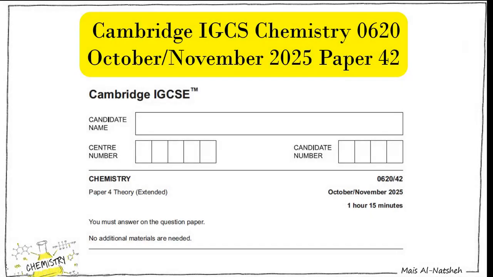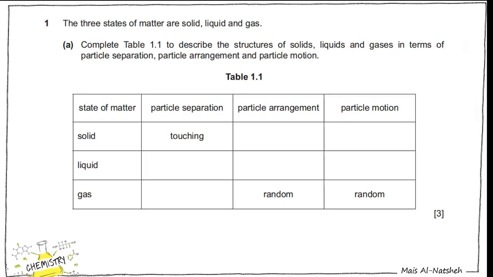In this video we will solve past papers for Cambridge IGCSE Chemistry Syllabus 0620. We will do October-November 2025 paper 4 variant 2. Let's start. Question 1. The three states of matter are solid, liquid, and gas.